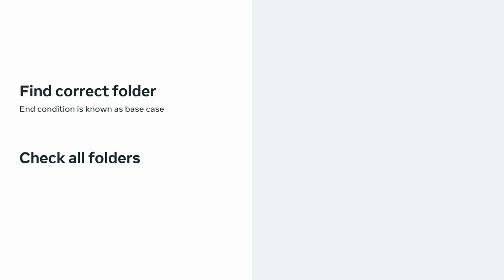The second way the recursive call ends is by searching all the folders. But there is no code to check this condition. It happens because of the way recursion works. Now that you understand how the findRecipe function works, let's break down each step of the process.